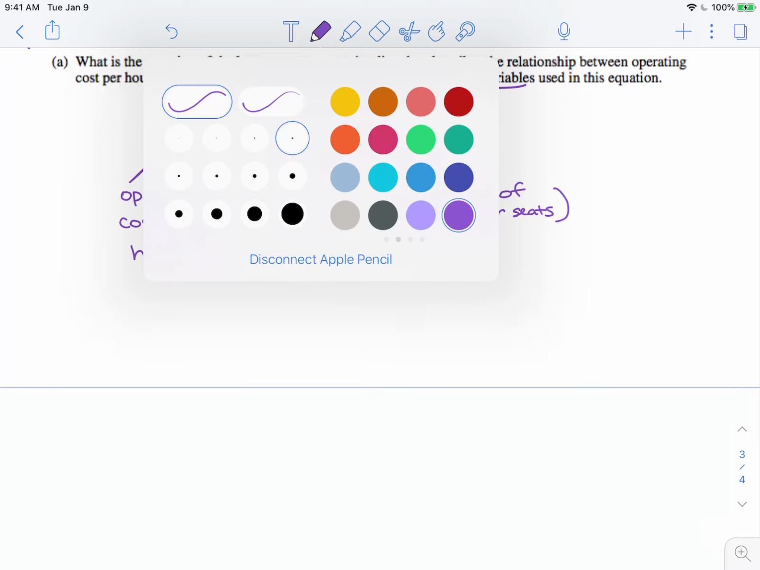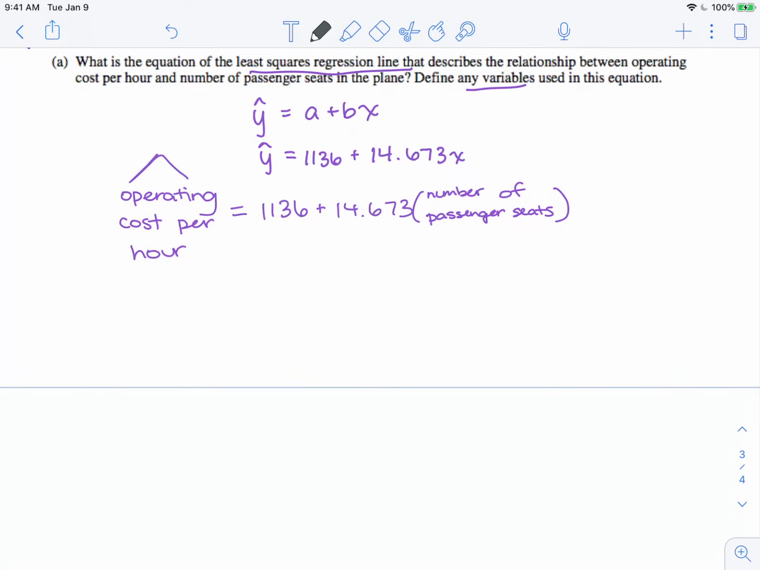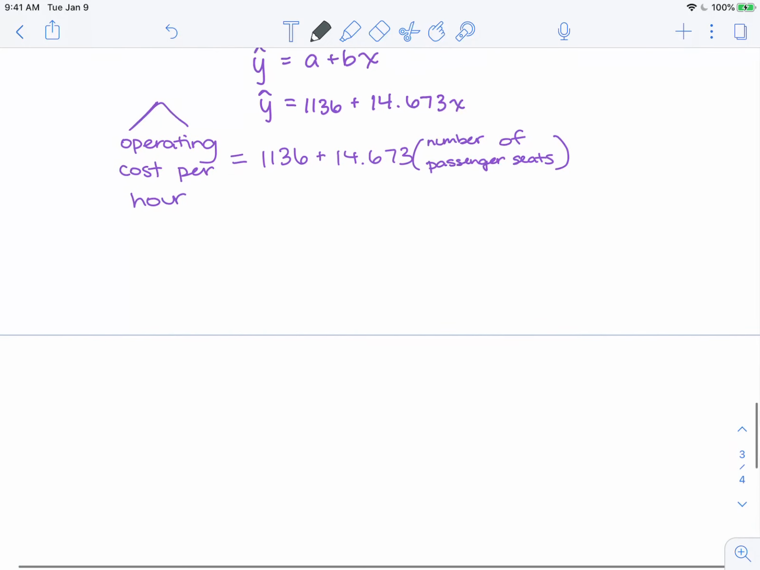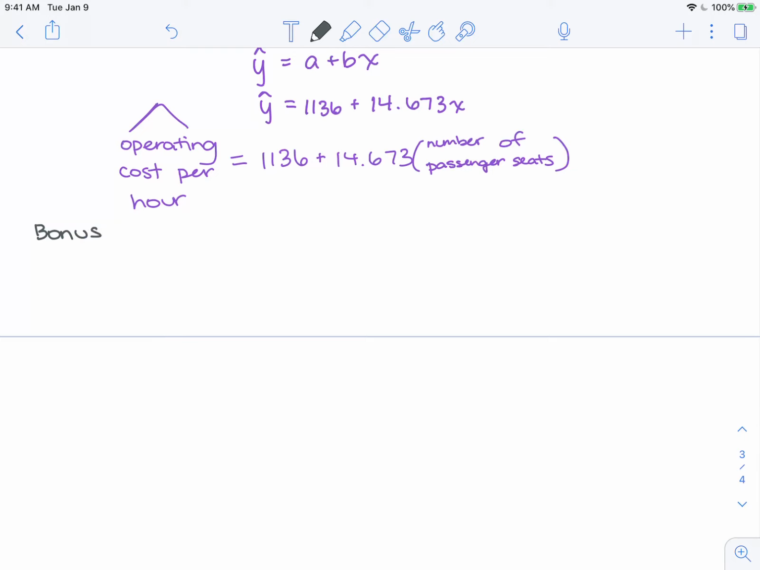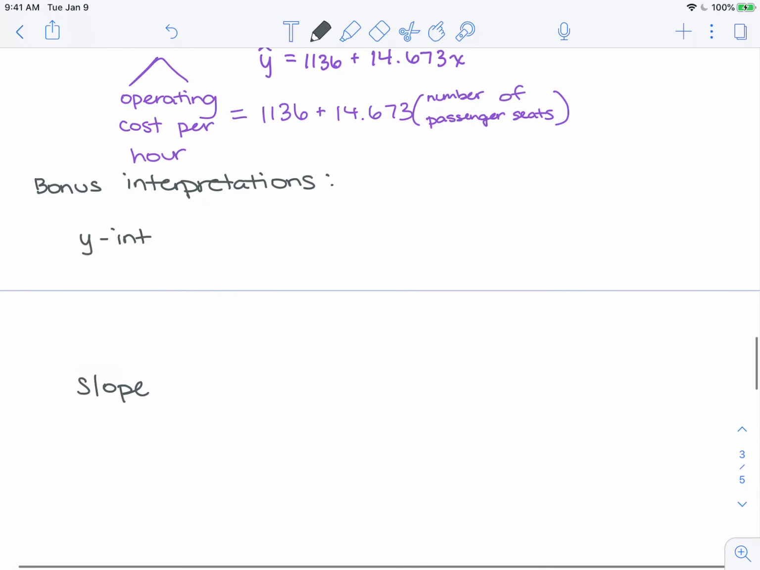Bonus, super important bonus. I want to give you some interpretations. This is review. Bonus. Interpretations. Just in case, because you never know what you got to interpret on an AP Stats exam. Let's just do 2. The 2 most important ones in my mind. The y-intercept and the slope. Okay, what was the y-intercept again? It was this number. So I'll just write it here to remind myself, and the slope was this number.